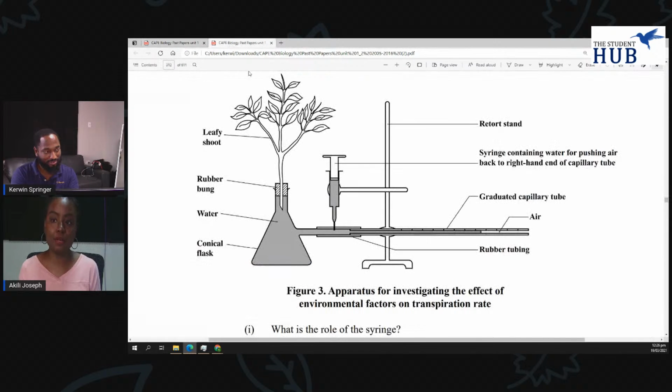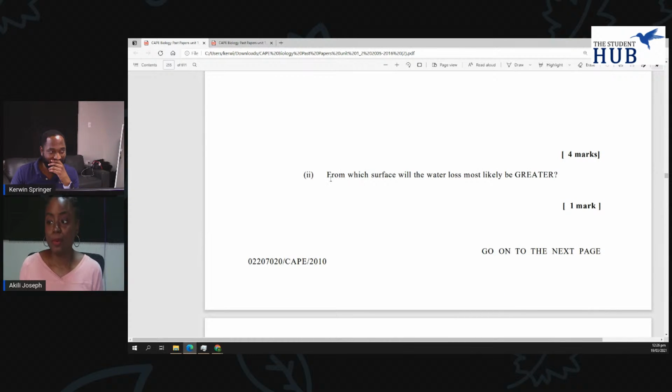But again, if you think about it from a practical aspect, you would expect this meniscus here to move faster on the setup that had Vaseline on the top of the leaves, leaving only the stomata on the lower surface exposed, right? So for part 2, from which surface will the water loss most likely be greater? It would be greater from the lower surface, or the lower part of the leaf.